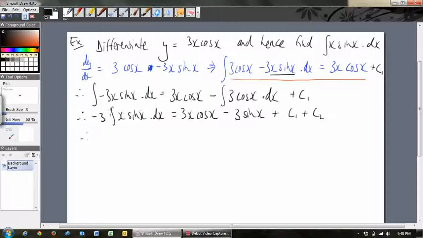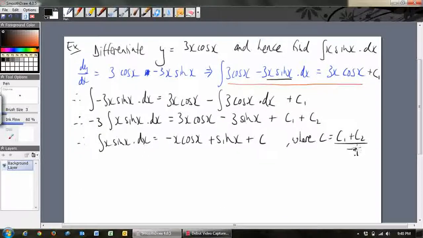So therefore, now I want the integral of x sine x. And so I just need to divide all this by negative 3. So that's equal to negative x cos x, divide that by negative 3, plus sine x plus c, where c equals c1 plus c2, and we divide by negative 3. You can see why we use C1s and C2s, then you can just have C in your final answer. But it really doesn't matter what that letter is there, you can use any letter or numeral.